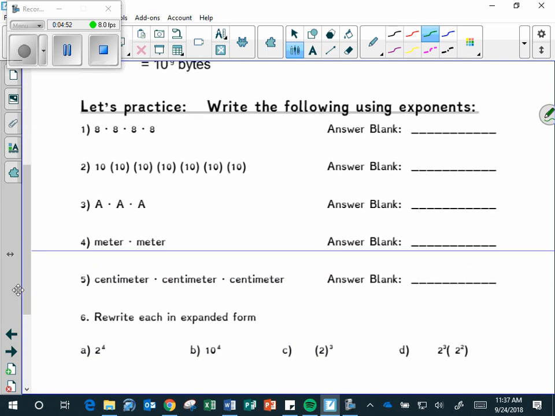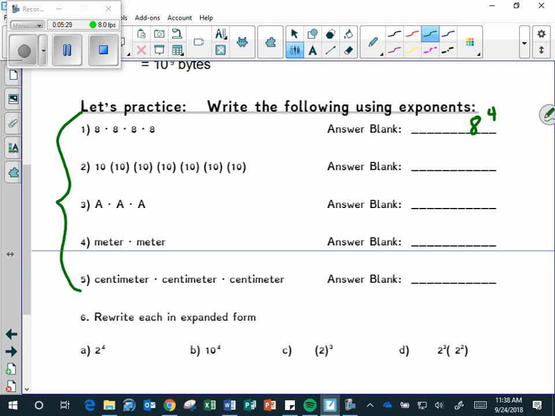Down here, I want to reiterate some of our terminology. On all of these questions, 1 through 5, I have written them in what we call expanded form, and I'm asking you to express them in exponential form. The first one, 8 times 8 times 8 times 8, would be expressed as 8 to the fourth power. It is important that your exponents be raised and tinier than the base so that it's clear.